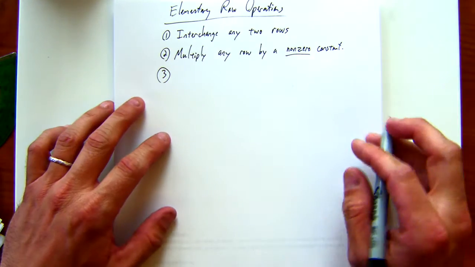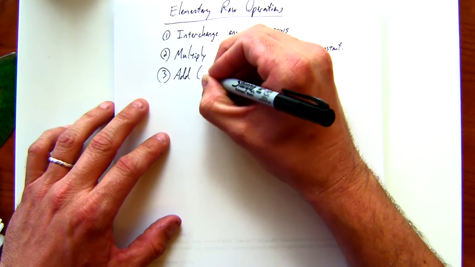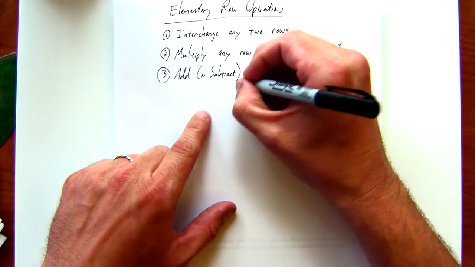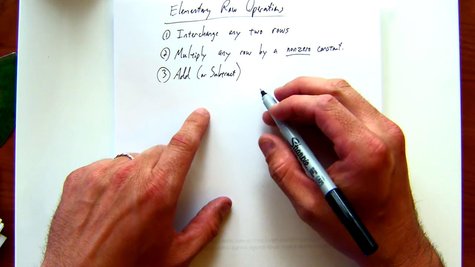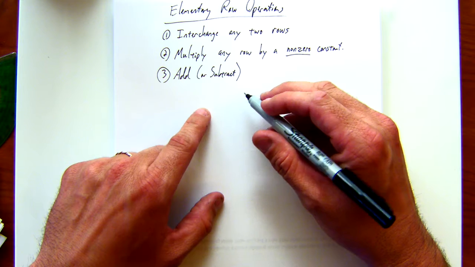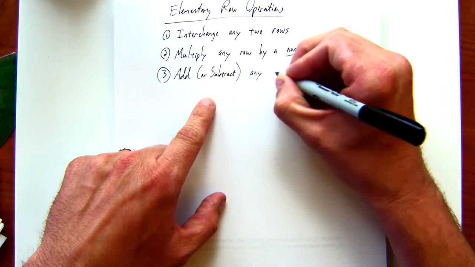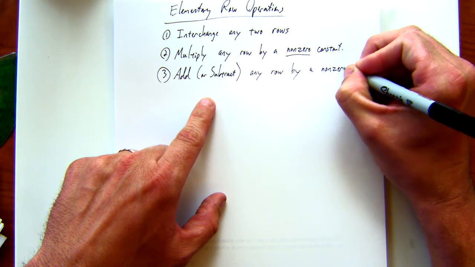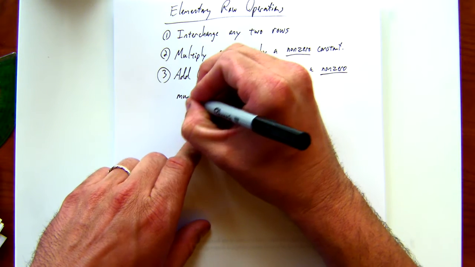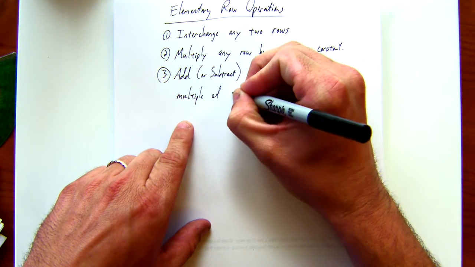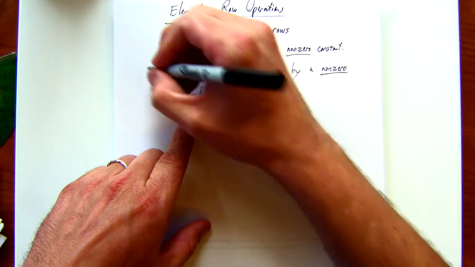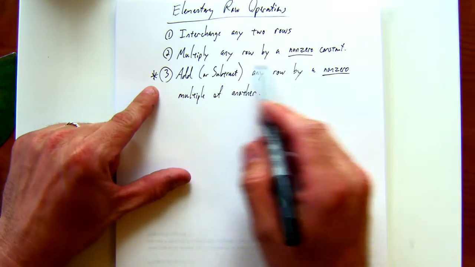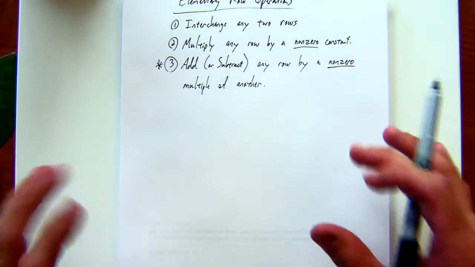The next thing that I can do is add or subtract, because subtracting is really the same thing as adding. If you think about it, it's just adding a negative. Add or subtract any row by a non-zero, again, non-zero, multiple of another. This is the one that we're going to use often. You can use them all, but this is the one where we really get to do some work and get our answer.